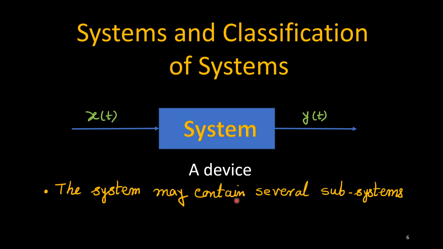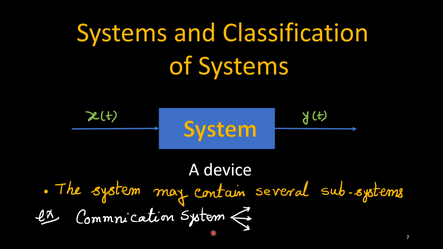The system may contain several subsystems, like the communication system. In a communication system you will find three subsystems: one is transmitter, channel and receiver. And again, in the transmitter there are several subsystems like modulator, power amplifier and transmitting antenna, all those things. Similarly, you will find also several subsystems in receivers.